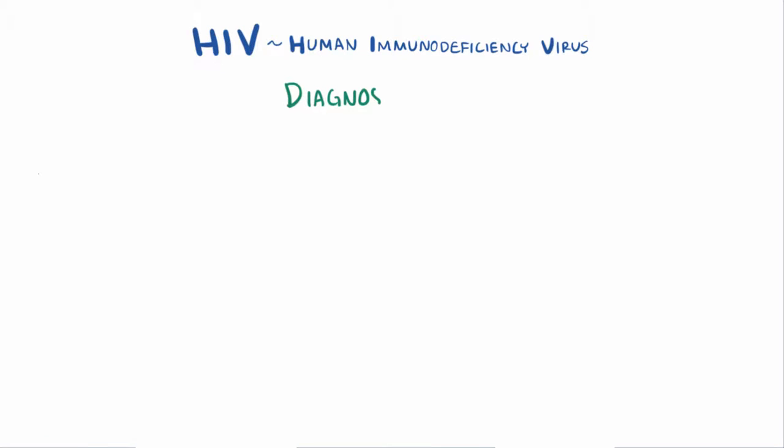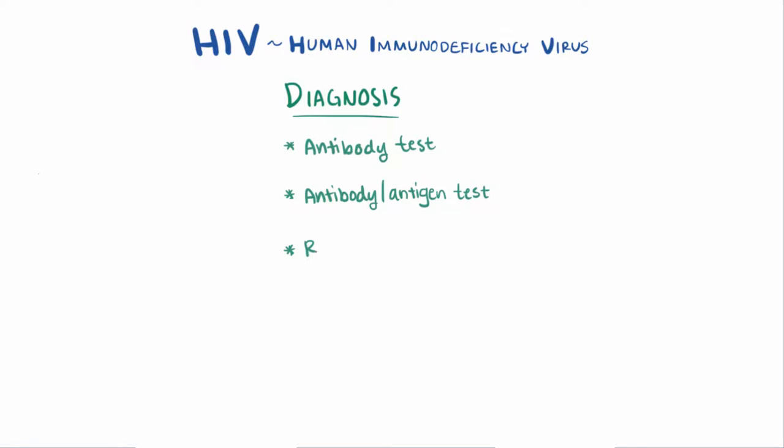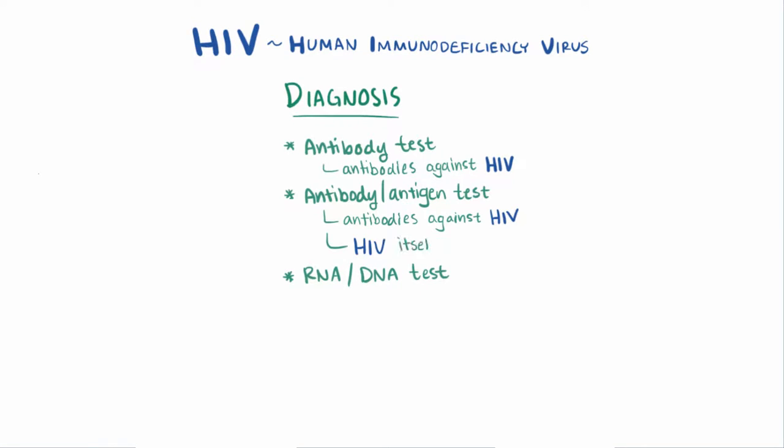As far as diagnosis goes, there are a few types of HIV tests that can be done: antibody tests, antibody/antigen tests, and RNA/DNA tests. Antibody tests look for antibodies that the body's made against HIV. Antigen tests look for the virus directly. So antibody-antigen tests detect both antibodies to the virus as well as the virus itself. RNA tests screen for viral RNA, so they also detect the virus directly. And DNA tests look for copies of the viral RNA, since remember it's a retrovirus, so it copies its genetic material into DNA.